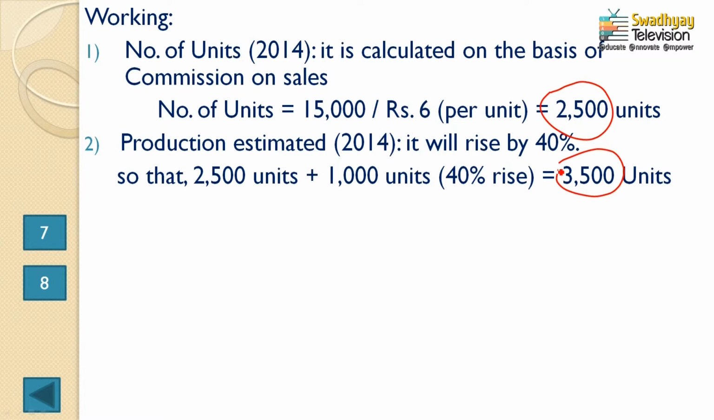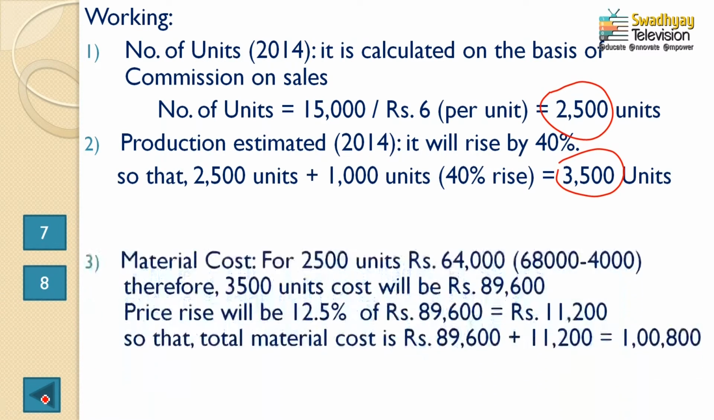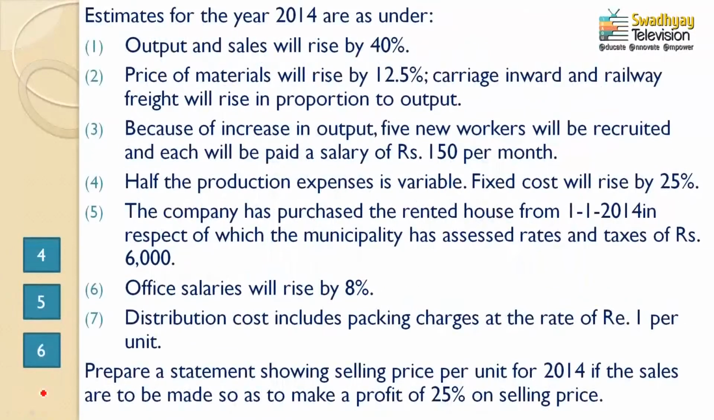So 3500 units is the manufacturing number of units for the year 2014, or you can say it's an estimated cost sheet. Now we'll move to the question part, that is 2014. See here, the second part: the price of materials will rise by 12.5%.